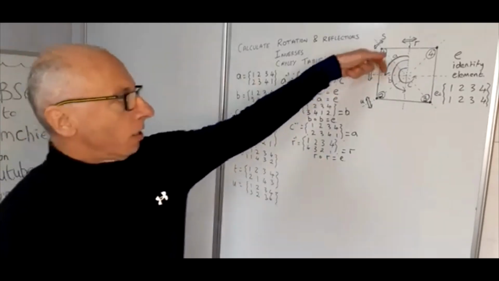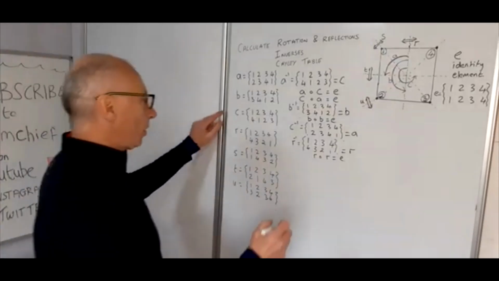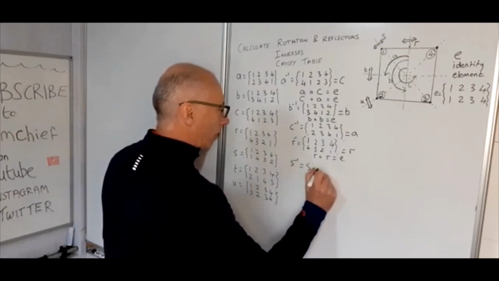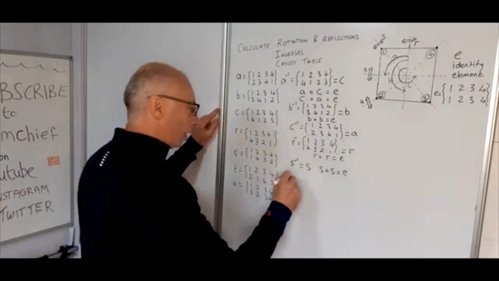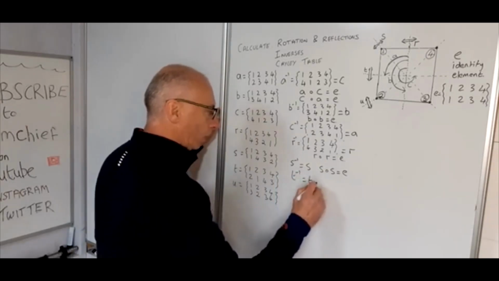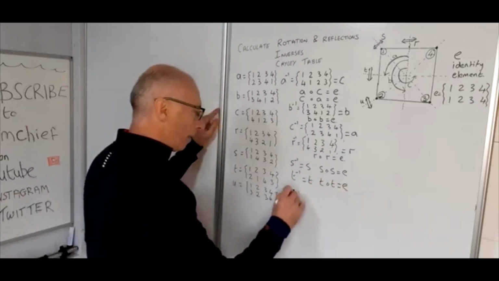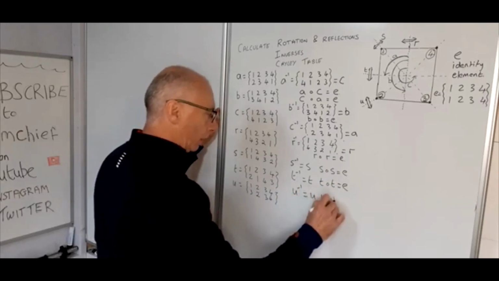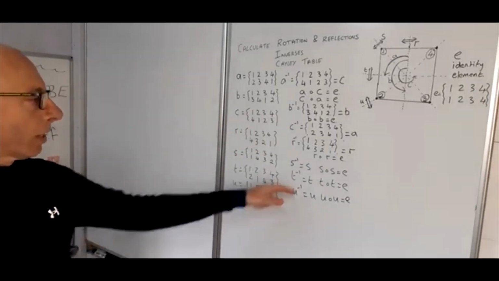Now, as these are reflections, we'll see that all of these are self-inverse. So S to the minus 1 equals S. So S composite S is the identity. And same for T. Let's just write these in. The inverse of T is also T. So T composite with T is the identity. And then the last one, U, will equal U. U acting on U is also the identity. So I'm going to leave you to check those.